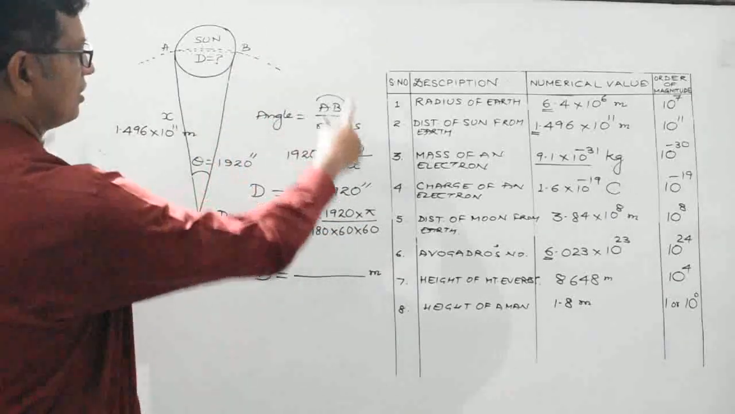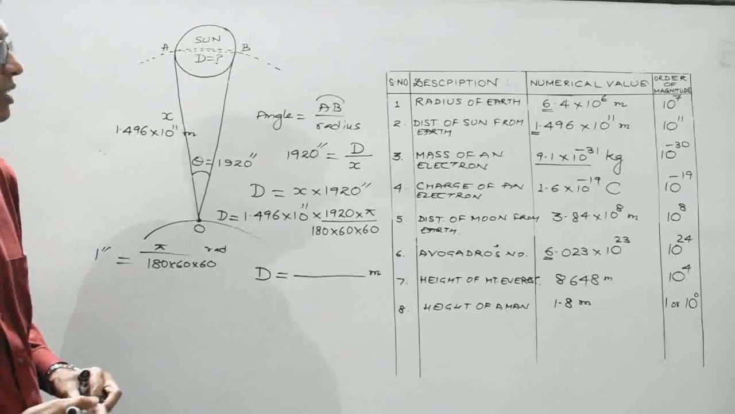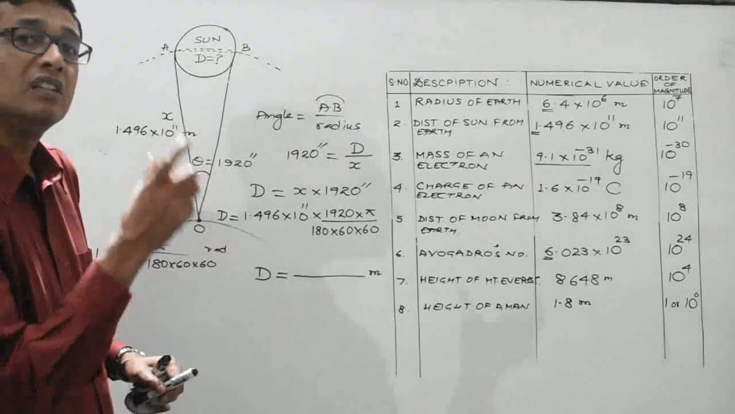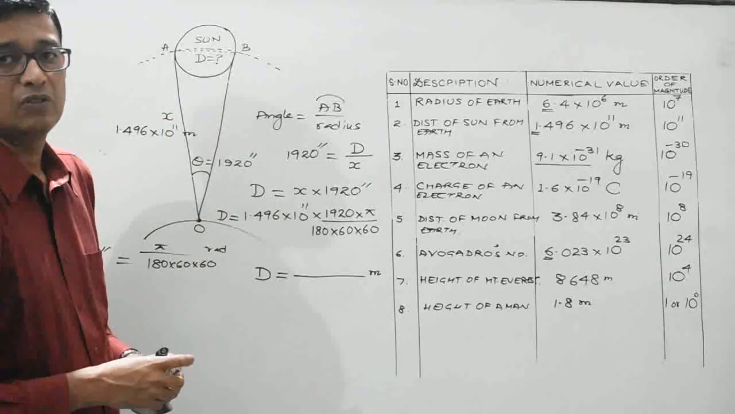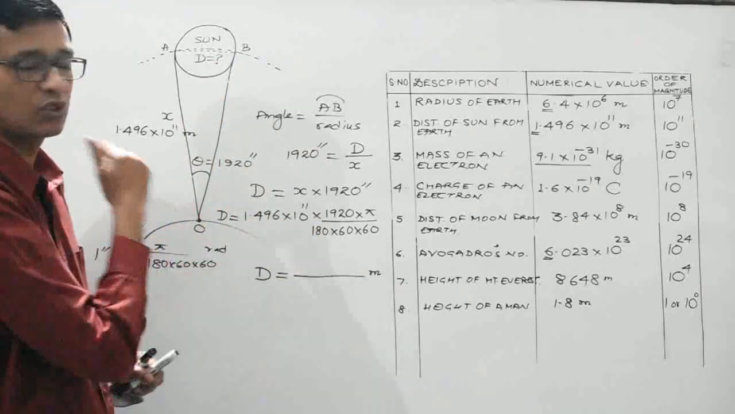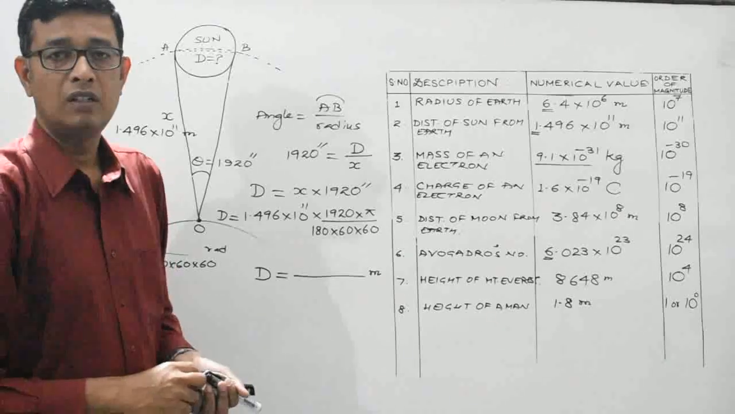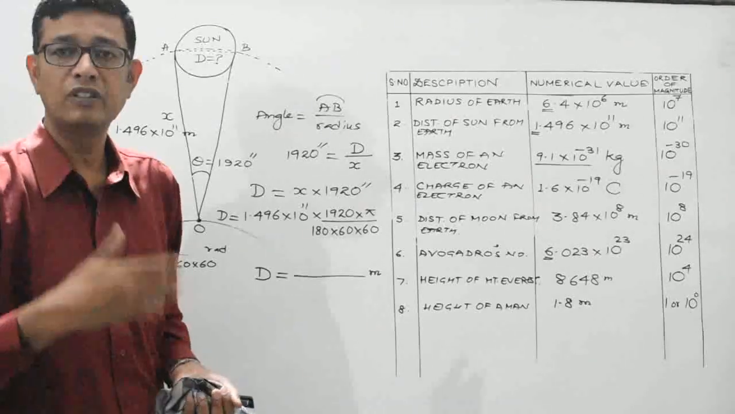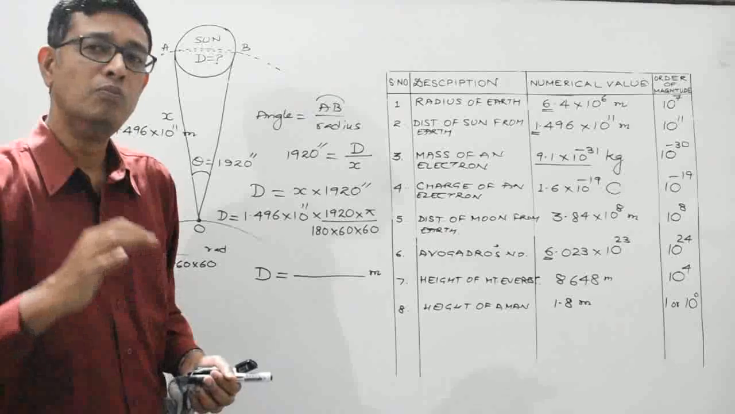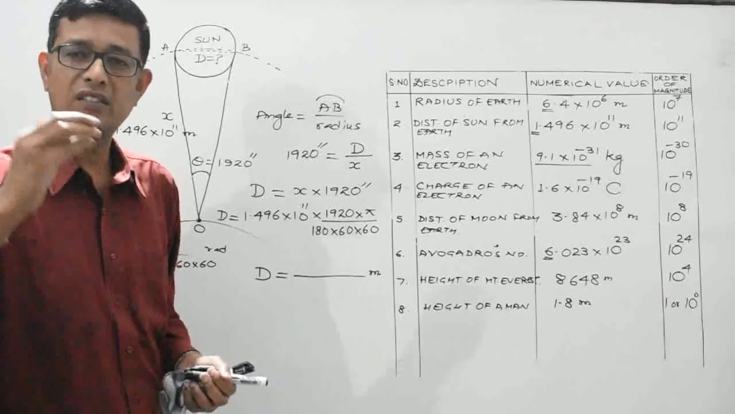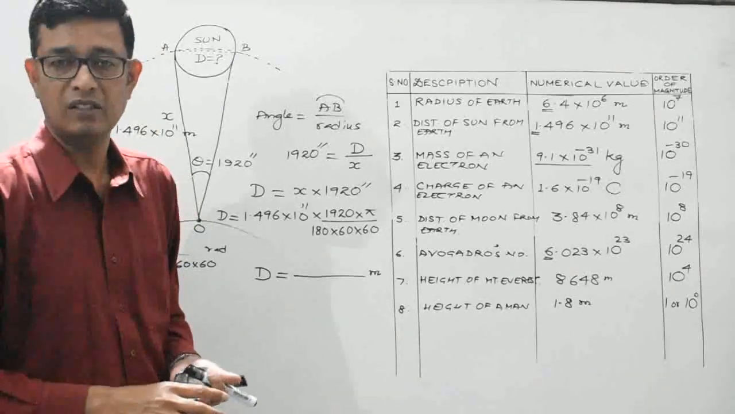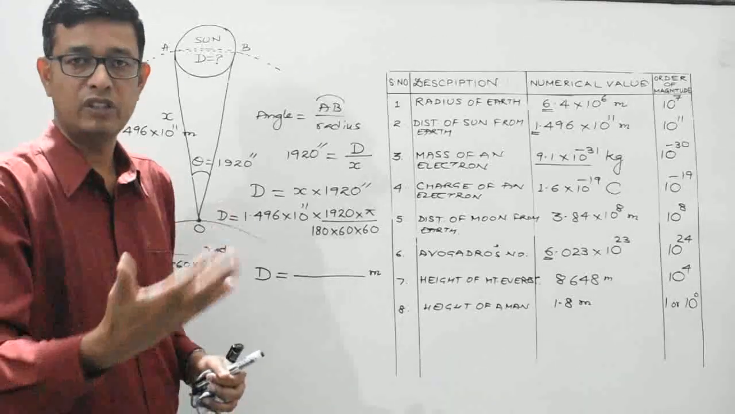Right? So this is another application whereby, using the indirect method, we can determine the size of the sun by using this concept. I hope you have understood this topic, and as I very often advise you, solve more and more numericals, practice more and more numericals, right? So all the very best. We'll continue in the next session.